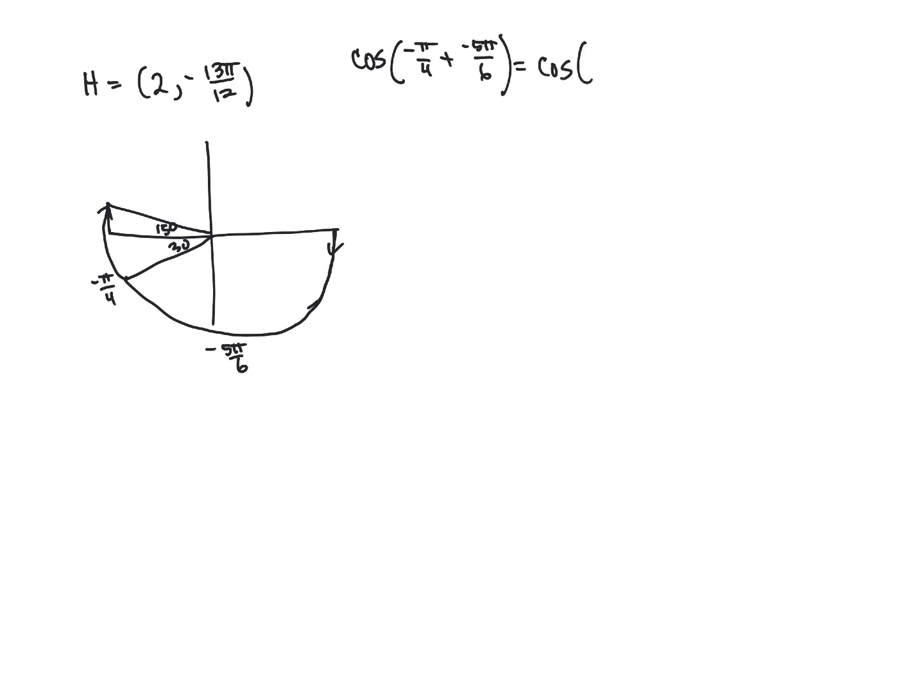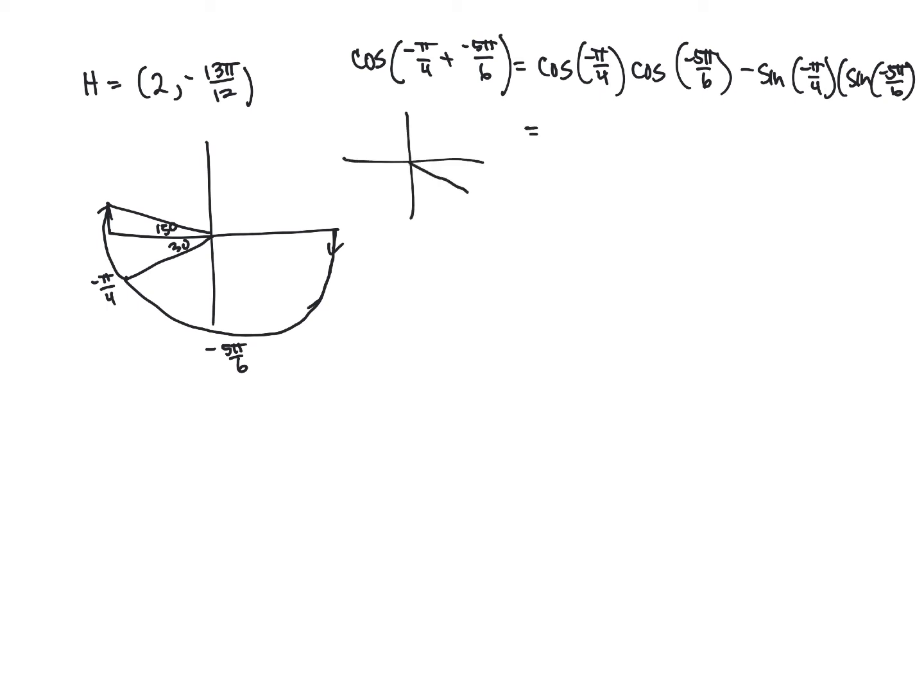So I'm going to go ahead and sub it in. So I'm going to have cosine negative pi over 4, and then cosine negative 5 pi over 6, and then minus sine negative pi over 4, and then sine negative 5 pi over 6. So now I have to go ahead and think about where these are. So if I'm coming back here, negative pi over 4 is here. So I would have a 45 angle here. So cosine there would be root 2 over 2. And then negative 5 pi over 6 would bring me over here with a 30-degree angle.